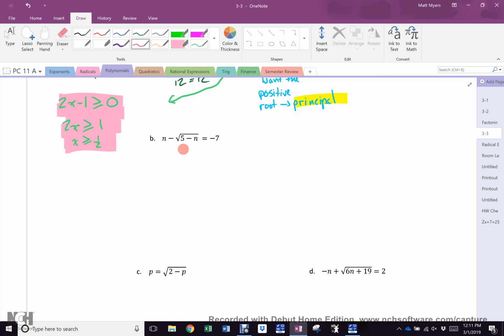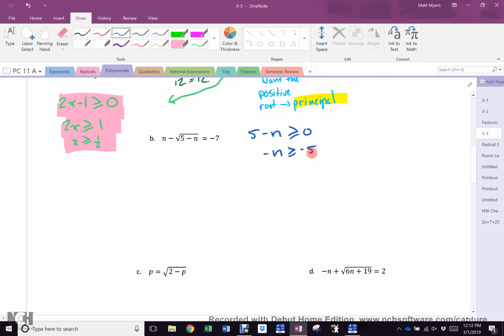So where in this question do the restrictions lie? Where's the only place we have to be careful? Under the radical sign. What is under the radical sign right now? Which, by the way, is called the radicand, which you also already know. Where do I have to worry about the radicand? 5 minus n has to be what? Positive, which means it must be greater than or equal to 0, yes? So negative n must be greater than or equal to negative 5, correct?